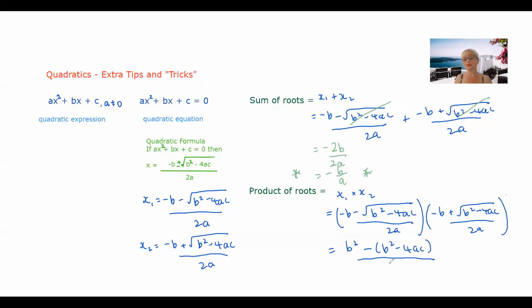We need to square the denominator as well. When we tidy up the numerator, we notice the b squareds go. This is a minus negative, so we're going to get 4ac on 4a squared. The 4 and a will cancel and we're left with c over a. Again, bear that one in mind. That is particularly useful when a happens to be 1.